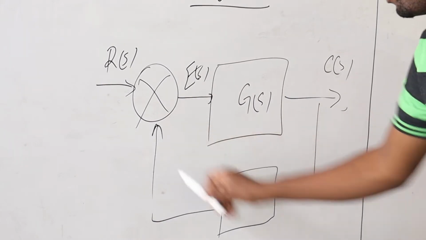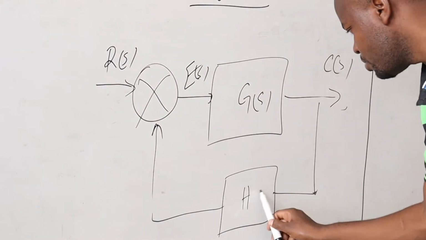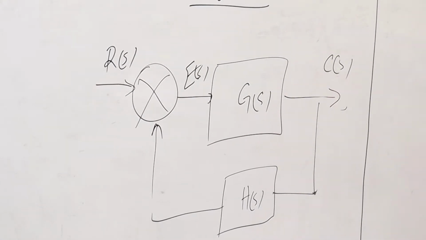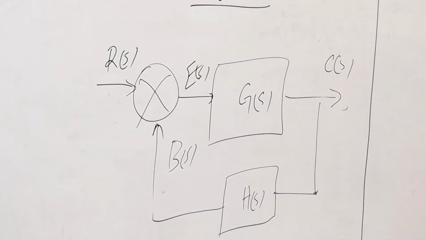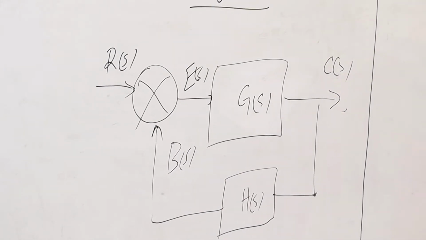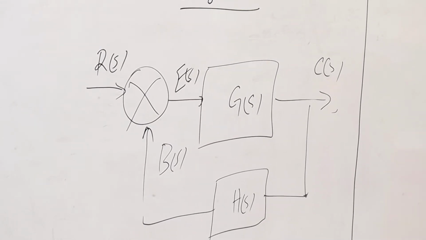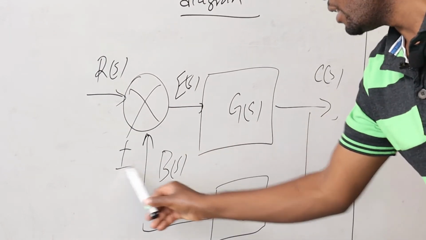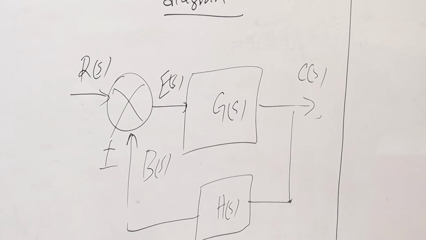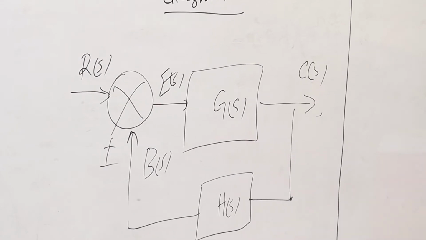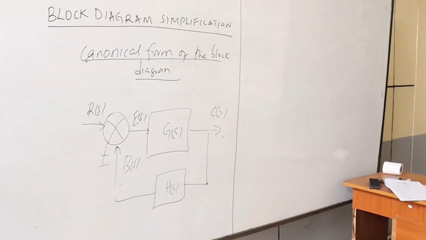And here we have the feedback. Of course, here we have H of S. And then here we have what we refer to as B of S. These are what we had already defined earlier when we were talking about the terminologies. From this particular block diagram, the feedback can either be positive or negative. But we should know that if stability is supposed to be achieved, then in most cases the feedback for control systems is always negative in order to achieve stability.